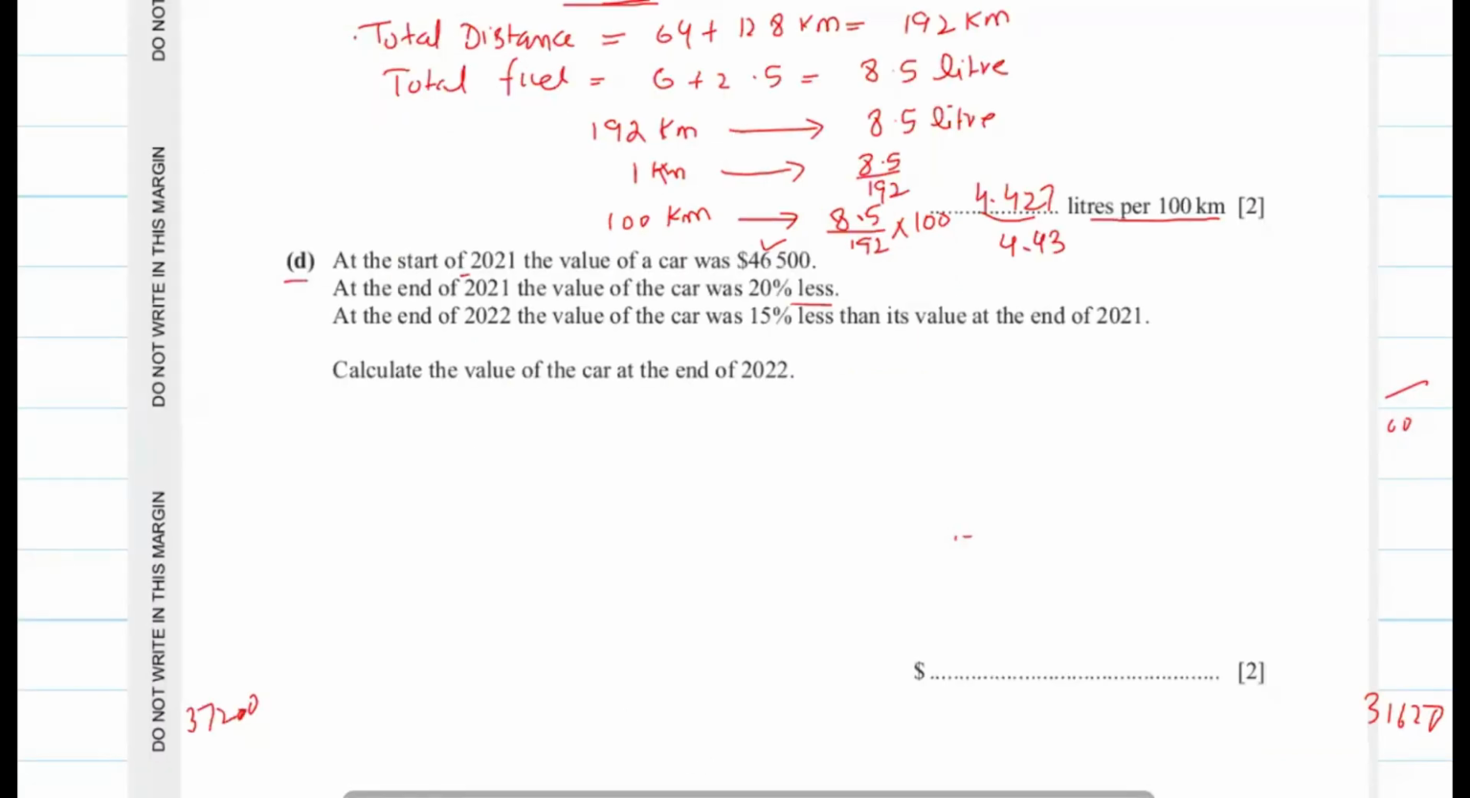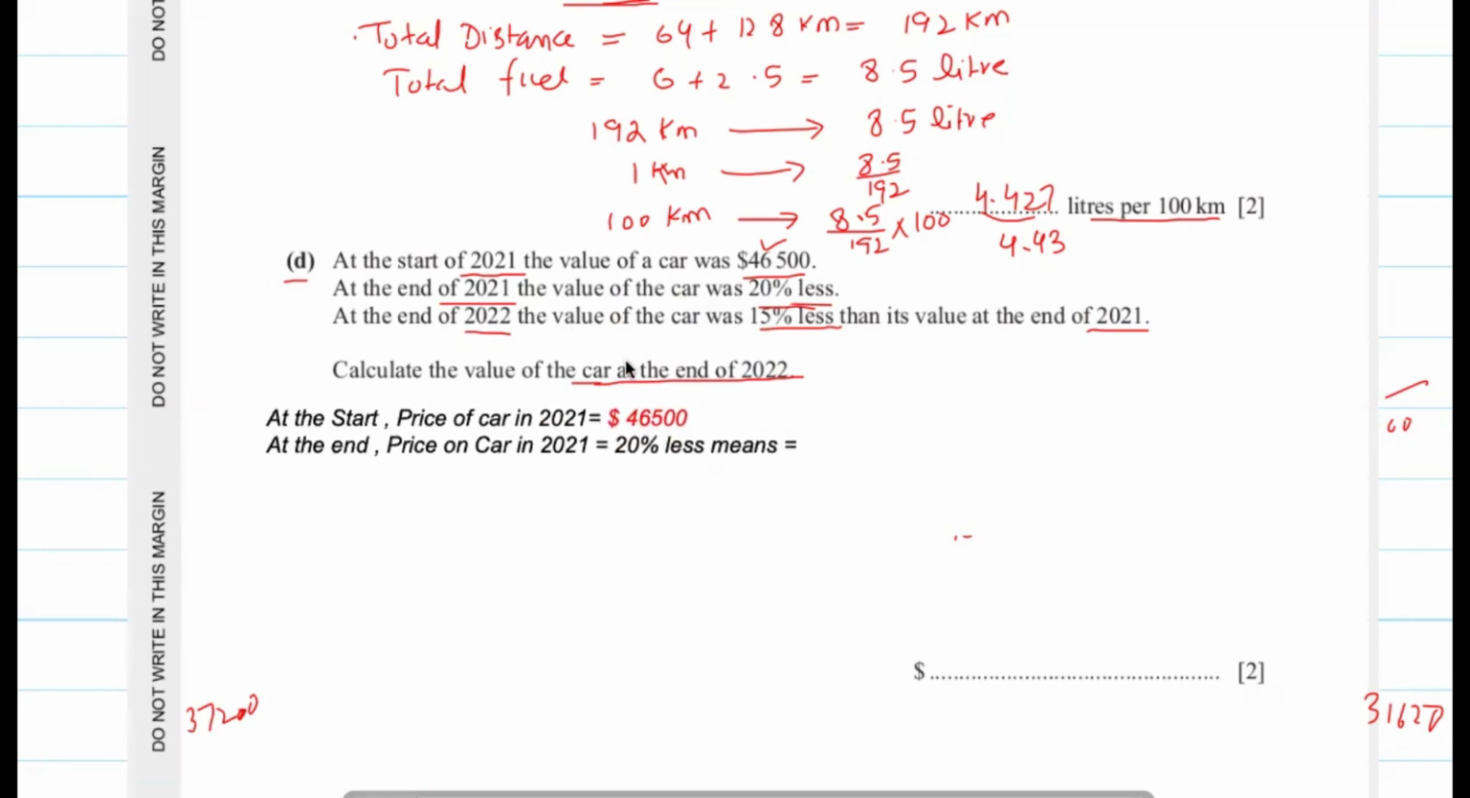Part D, at the start of 2021, the value of the car was 46,500. At the end of 2021, the value was 20% less. At the end of 2022, the value of the car was 15% less than the value at the end of 2021. Calculate the value of the car at the end of 2022. Look here, firstly, we write the value of the car in 2021 is 46,500, and the value of the car at the end of 2021 will be 20% less.